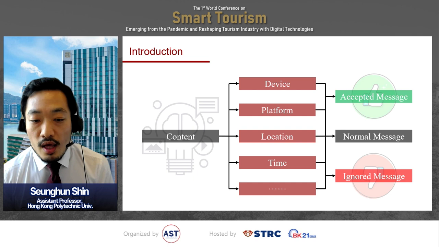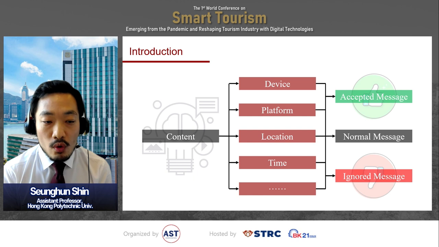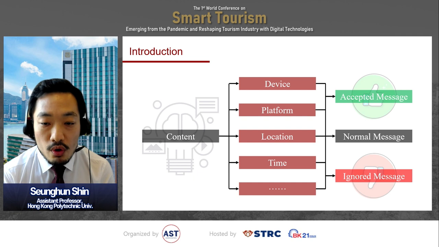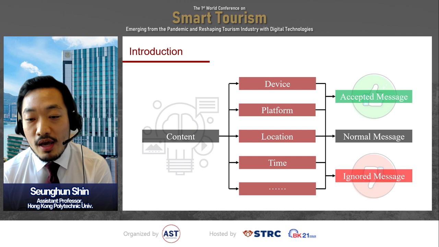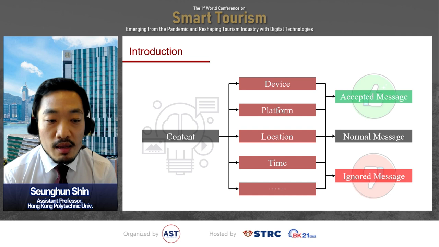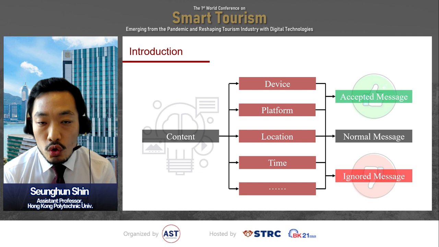As you know, even the same content could be accepted or ignored, based not only on the content itself, but also on other factors, such as in which kind of devices, or on which platform the video content is played. Whether it is played on a TV program or on a social media platform, depending on that, the same content could be perceived differently, as well as location, time, and so on. So this research is about how the same video content could be perceived differently by viewers depending on different factors.